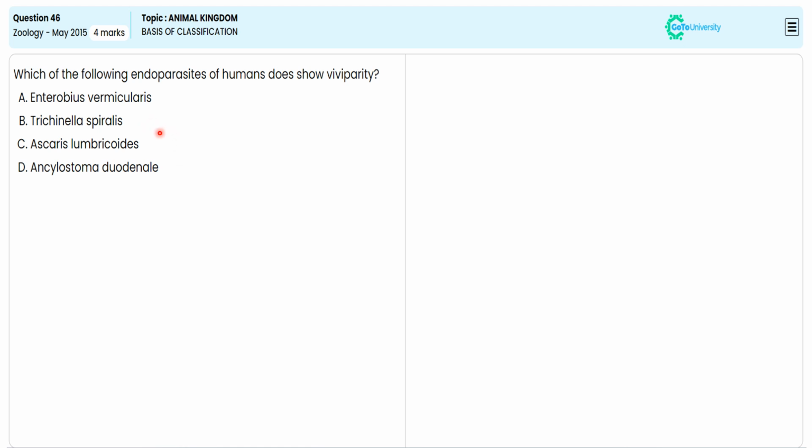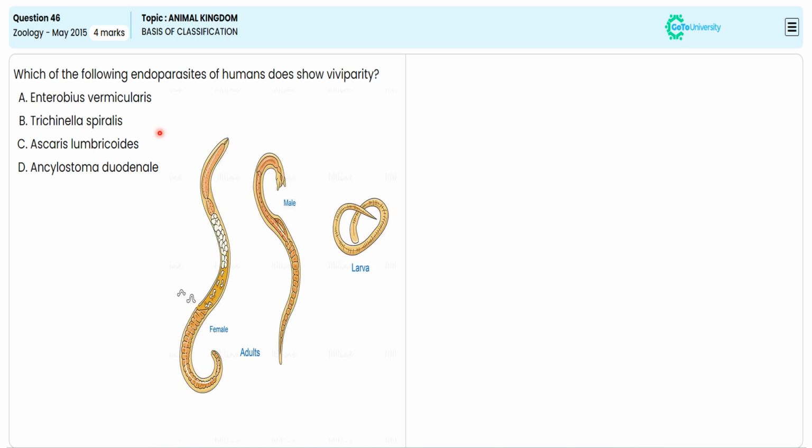Why? Because this nematode Trichinella spiralis gives birth to the young one as a larva, and this larva after development becomes a new individual. The female nematode is longer than the male nematode. Why? Because it gives birth to the young one, which means it is exhibiting viviparity. So Trichinella spiralis is the correct answer. So we are choosing option B as the correct answer and we are ignoring options A, C and D to secure 4 marks.